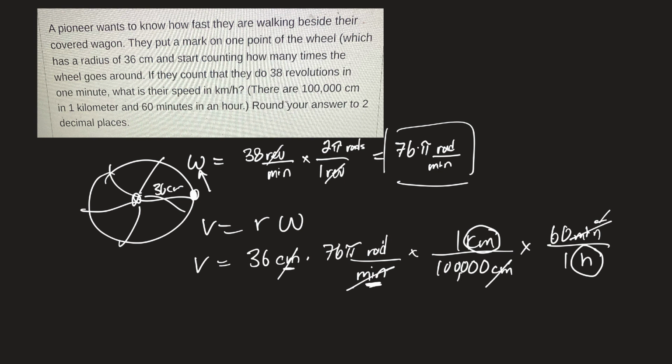Centimeters cancel, so my units in the end are kilometers per hour. Now I just take my calculator: 36 times 76 pi times 60 divided by 100,000. I'm getting their velocity is, rounded to 2 decimal places, 5.16 kilometers per hour.